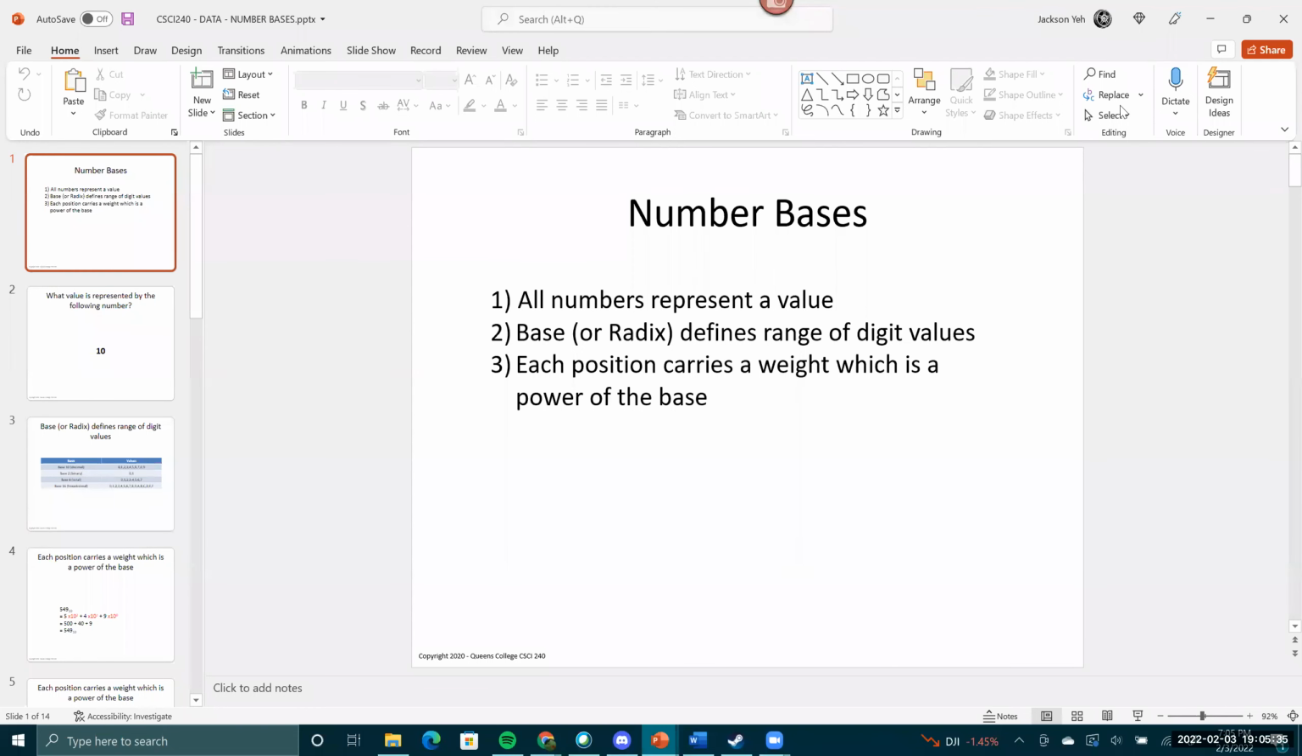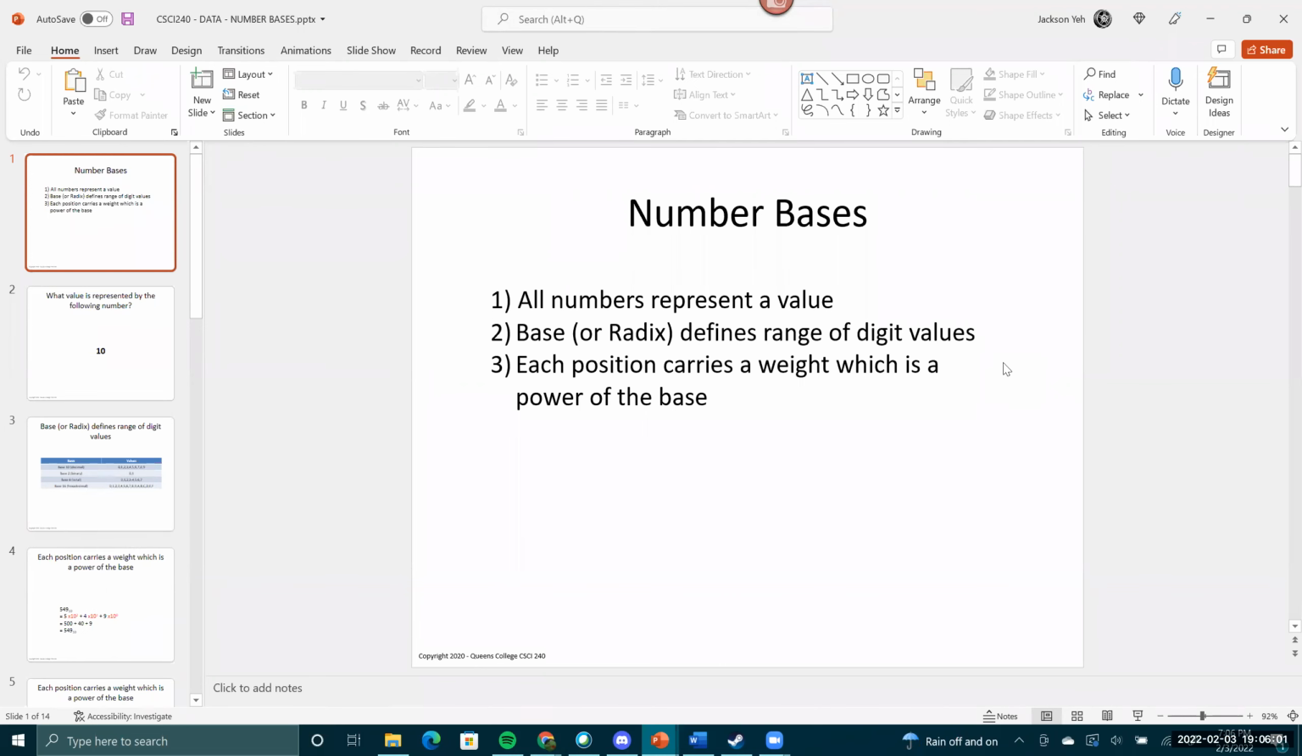All right, so tonight's lecture, we're going to start with number bases. Number bases are a concept that you've been using your whole life, but most likely didn't explicitly call out. So let's quickly define what constitutes a number base and some properties, and then we'll go into details. For example, under number bases, all numbers represent a value.